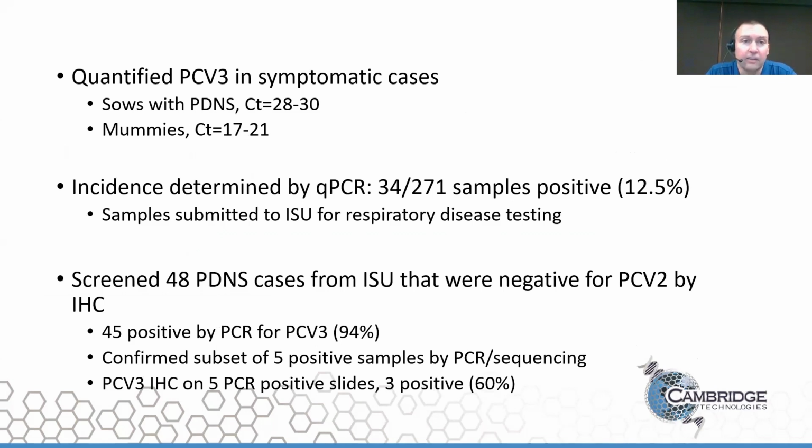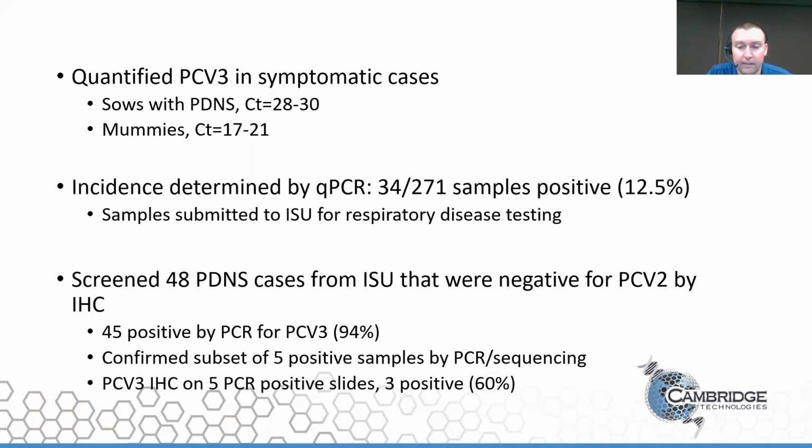Following identification of this virus, we went back and set up a real-time PCR and looked at tissues from the animals from this farm. The sows had fairly modest amounts of virus present. However, in the mummies we saw very high amounts of virus, CTs in the 17 to 21 range. We also looked at a collection of samples that were submitted to ISU for respiratory disease testing, and we found that 12.5% of those were positive. And this was just a random sample from a number of different states.